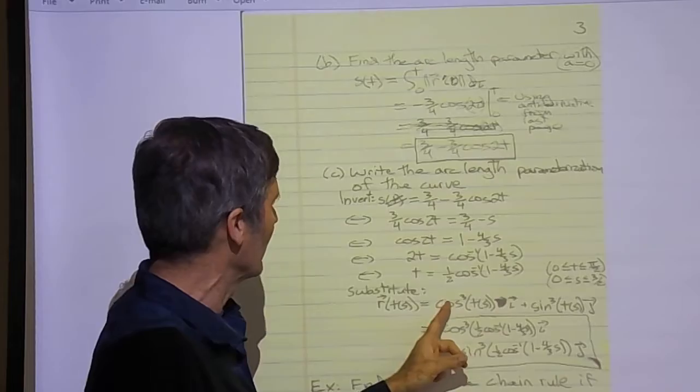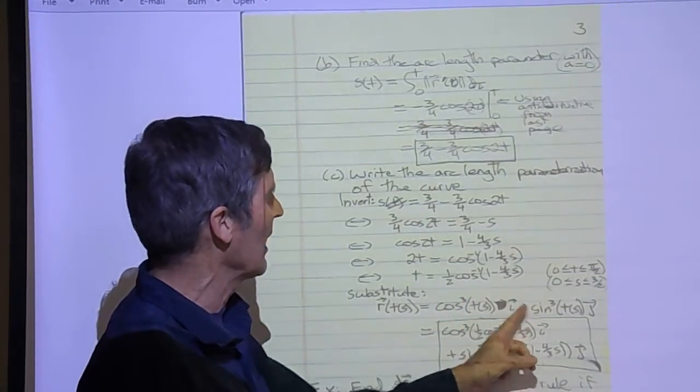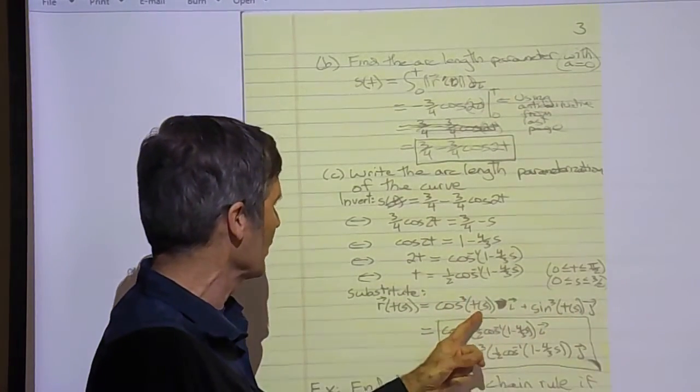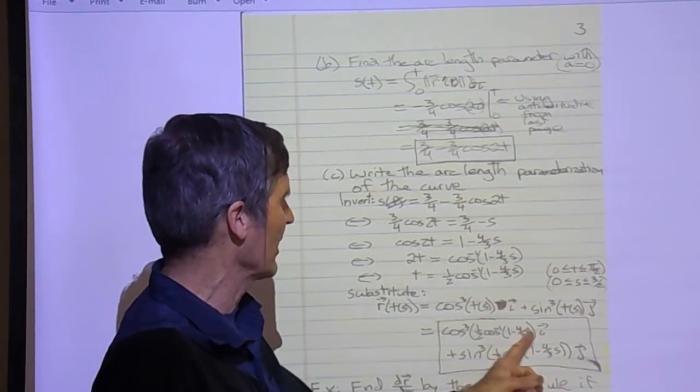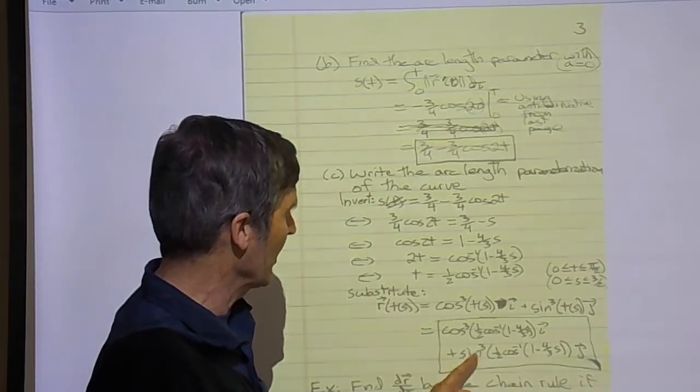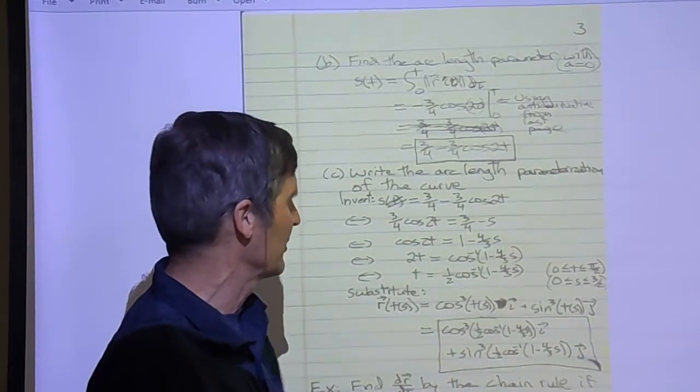r of t was cosine cubed t times i plus sine cubed t times j. Just for t, we put this formula in, and we get cosine cubed of 1/2 arc cosine of 1 minus 4/3 s, times i, plus sine cubed of the same, times j.